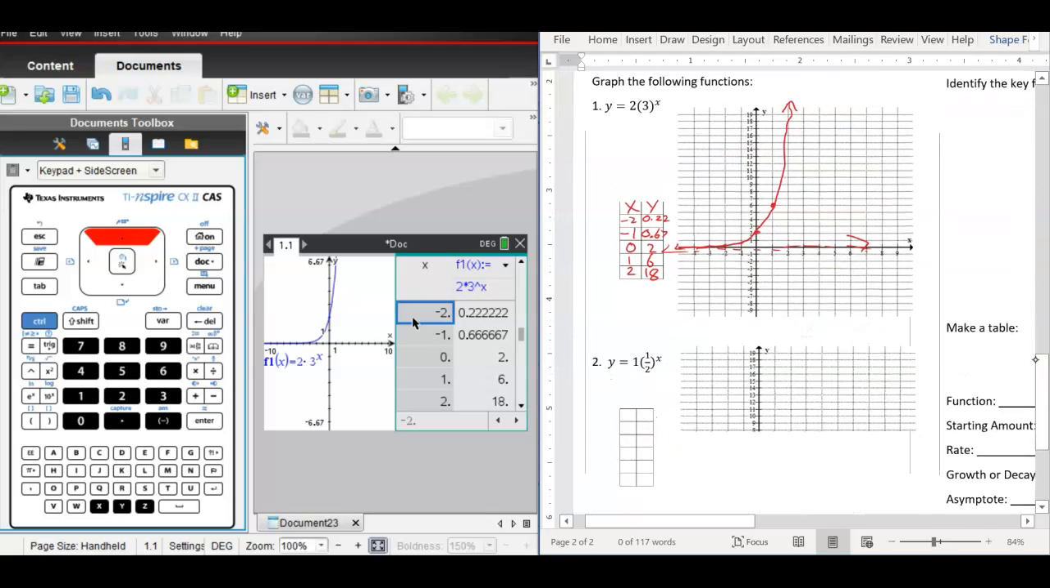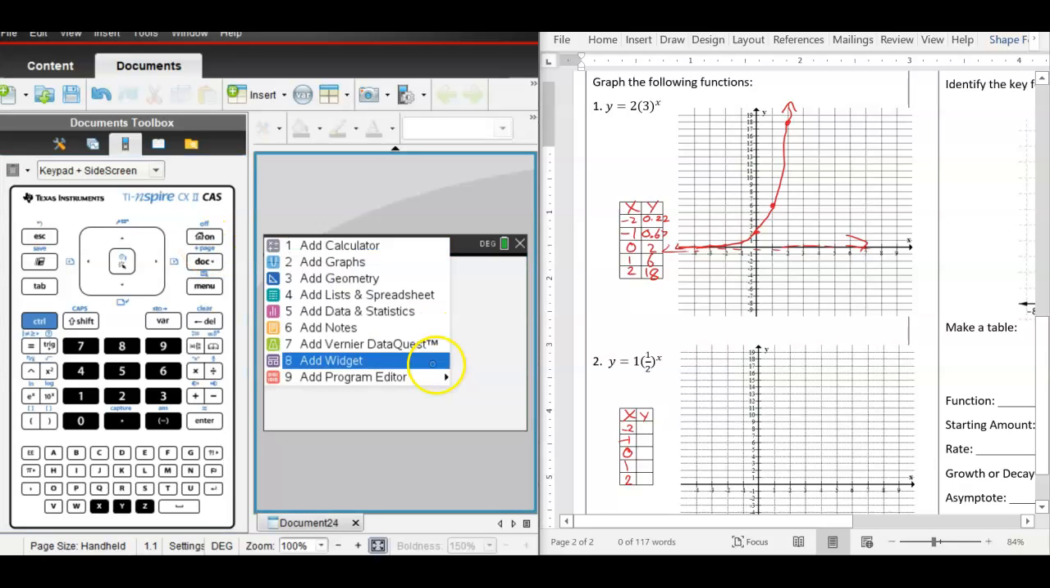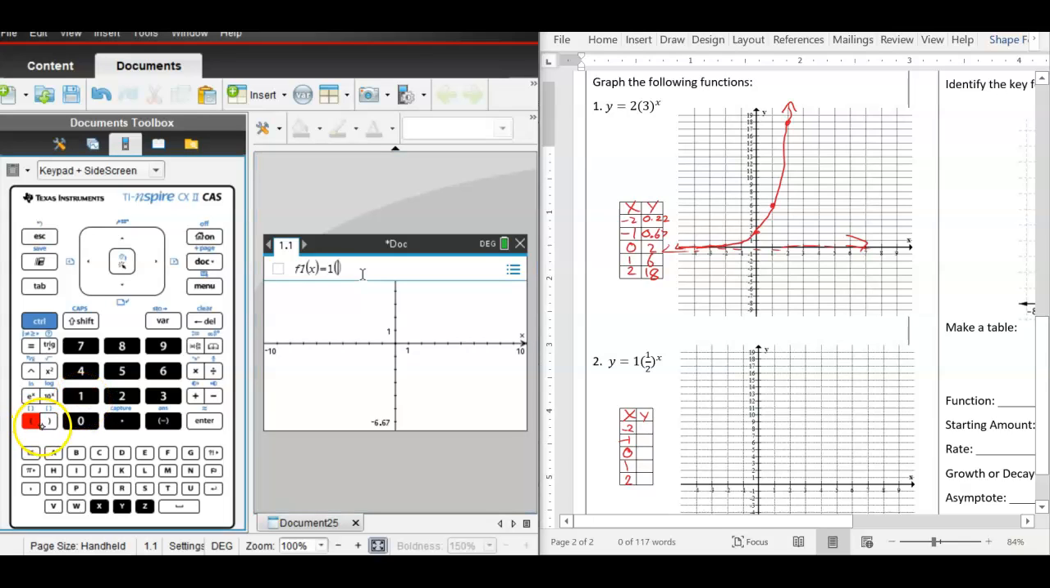All right, and I want you to do the same thing on number 2. Let's go ahead and do a new document, don't save. And then a new graph. So 1 parentheses. Do y'all know how to make a half? How do you make a fraction in the calculator? Control divide. So 1 on top, 2 on the bottom, caret X. Okay. So make sure you get that down, hit enter.